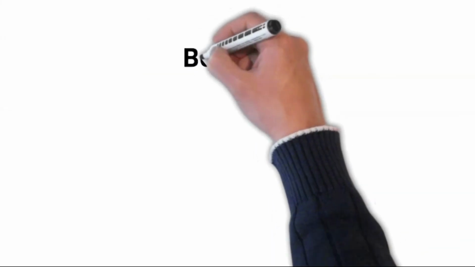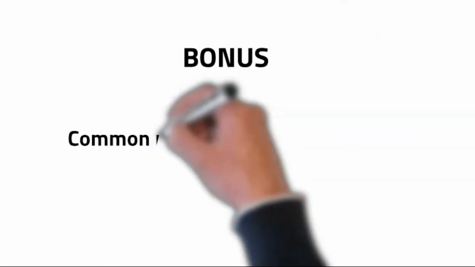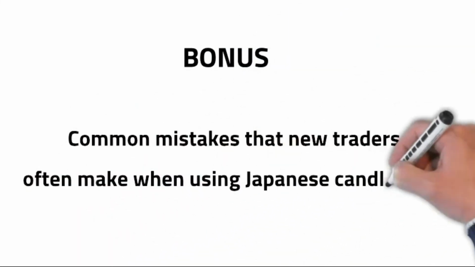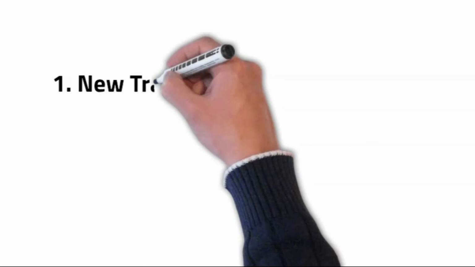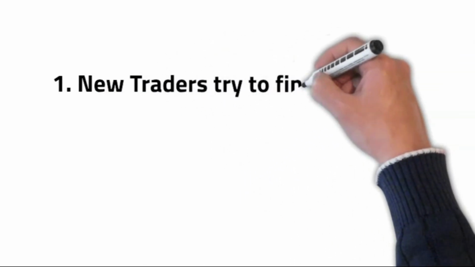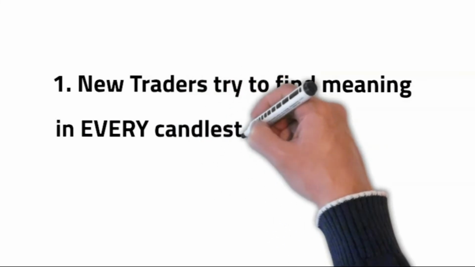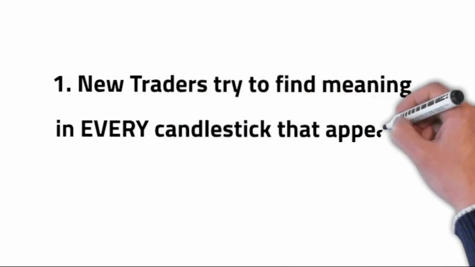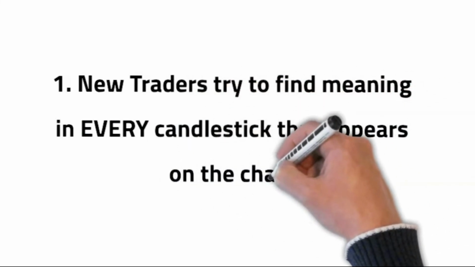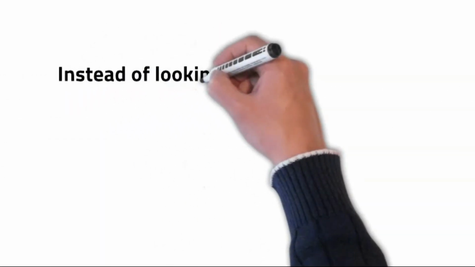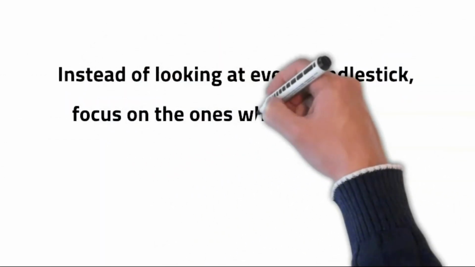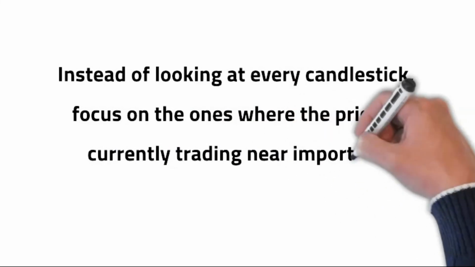We promised you a bonus, common mistakes that new traders often make when using Japanese candlesticks. 1. New traders try to find meaning in every candlestick that appears on the chart. A lot of the time, markets are noisy. Not every candlestick is useful when thinking about future price movements. Instead of looking at every candlestick, focus on the ones where the price is currently trading near important support and resistance levels.